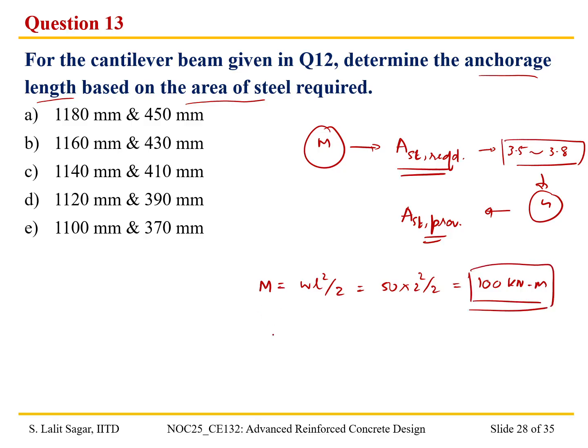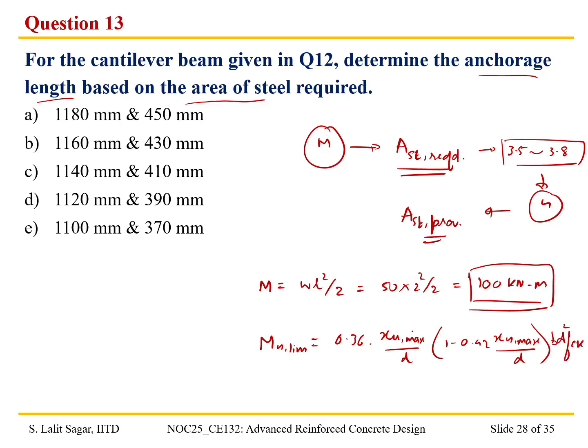So now we need to find out the value of Mu limit to decide whether it can be designed as a singly reinforced or a doubly reinforced section. So that is given by 0.36 into Xu max by d, into 1 minus 0.42 Xu max by d, into b d square into fck, right?